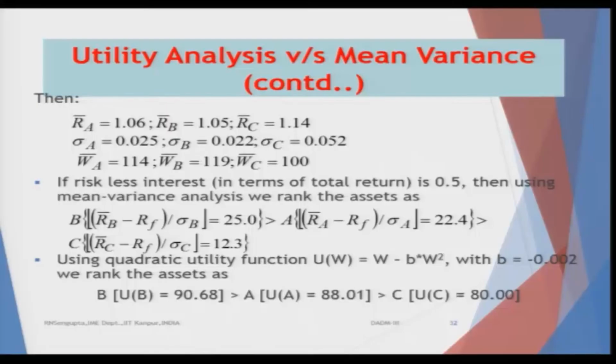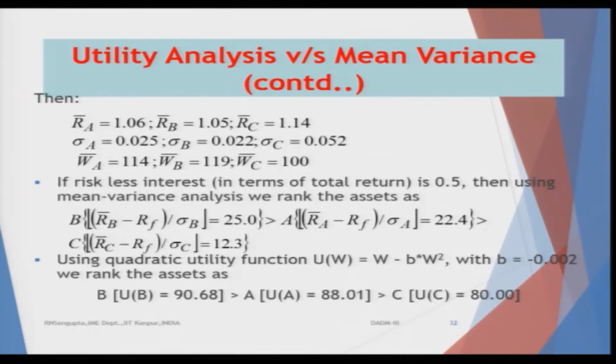Now, remember one thing. Once you do that, you are basically converting them into the standard normal deviate. So, that is the reason. Using a quadratic utility function, which is quadratic in nature, W minus B W square, with B equal to minus 0.002, we can rank this system.